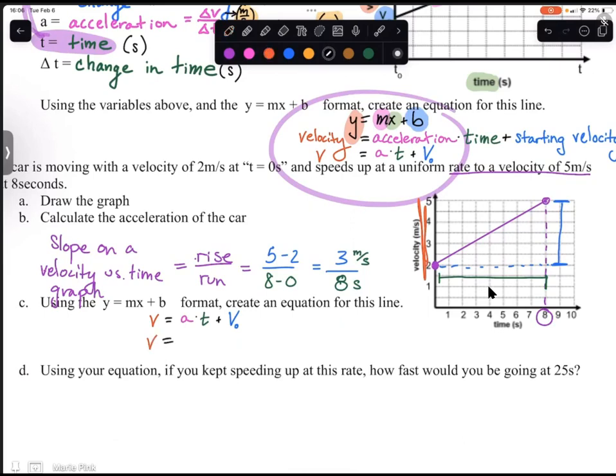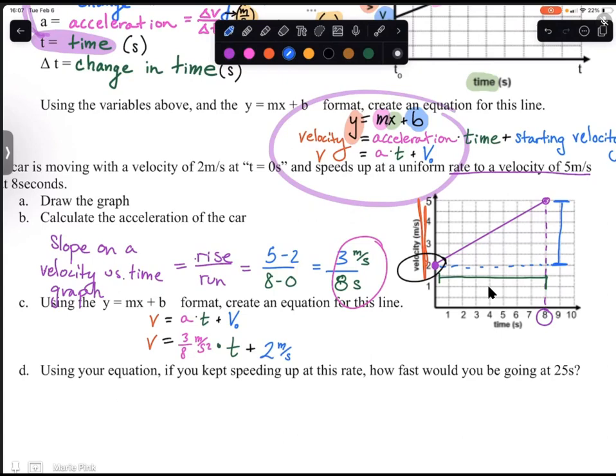And then my acceleration is what I just figured out. That's this 3 over 8 meters per second squared times time. Again, time is changing as you go on. So times time plus my starting velocity, because that's my y-intercept, which is 2. Specifically, this is going to be 2 meters per second.